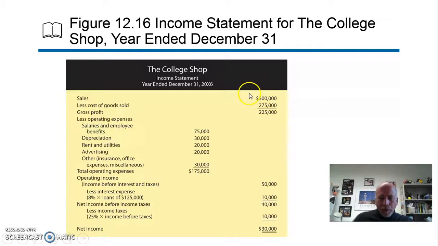$500,000. If you look, we have the exact same sections we had earlier. Sales, cost of goods sold, gross profit, operating expenses or expenses in general, and net income.